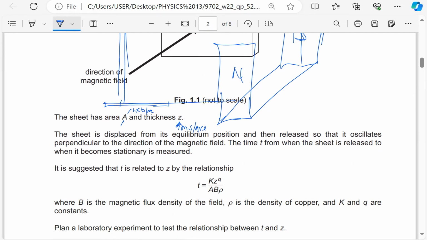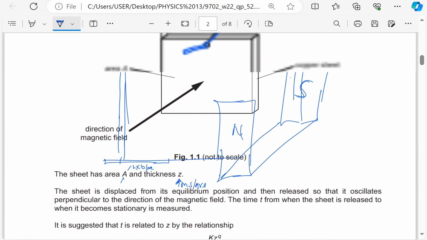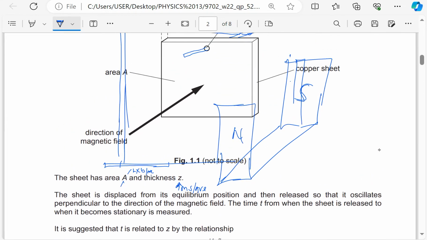Okay. Of course, because it is a metal sheet, we expect that the edges could be sharp. So I could use gloves for safety. I may use gloves, and also I could put a sand tray here at the bottom, just in case the copper sheet falls off. It just falls onto a sand tray. That is a safety precaution.